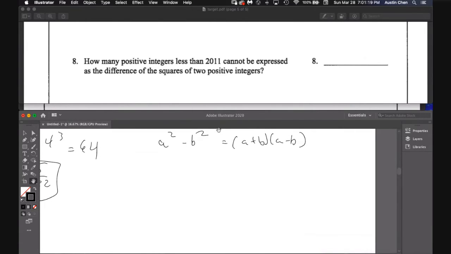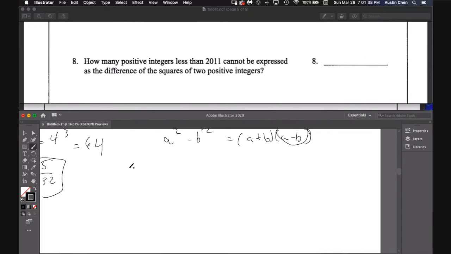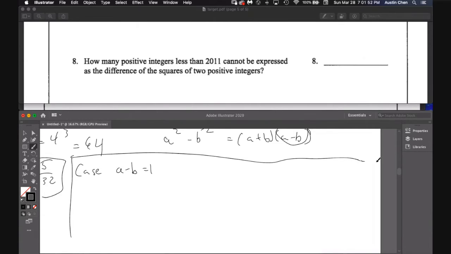Now, what we're going to do here is look at cases of what our a minus b term will be equal to. We're going to start at the very lowest it can be, and work our way up. So we're going to start with the case that a minus b is equal to 1. And let me just draw some lines here to make it a little bit more neat. Okay, so let's first look at the case where a minus b equals 1.